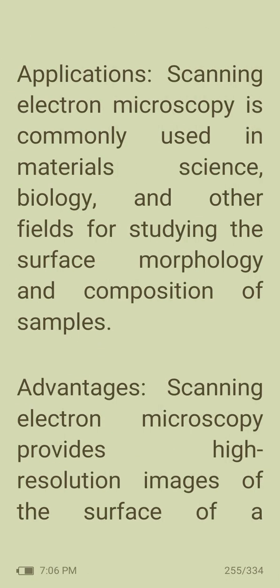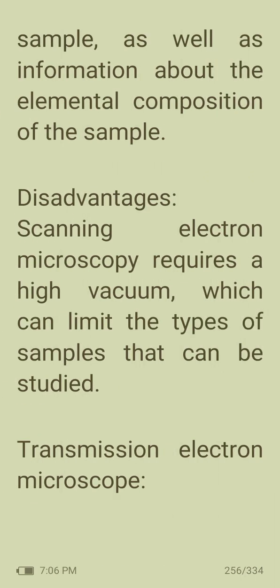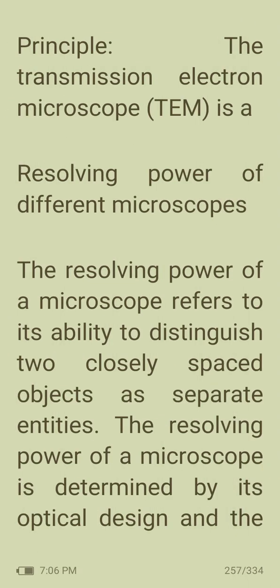Scanning electron microscopy is commonly used in material science, biology, and other fields for studying the surface topography, morphology, and composition of samples. It provides high resolution images of the surface of a sample as well as information about the elemental composition of the sample. And what is the disadvantage? Scanning electron microscopy requires a high vacuum, which can limit the type of samples that can be studied. Next is the transmission electron microscope.